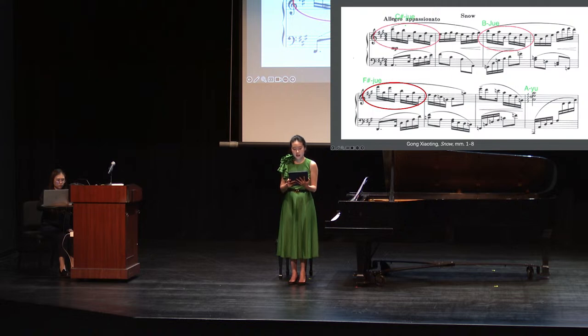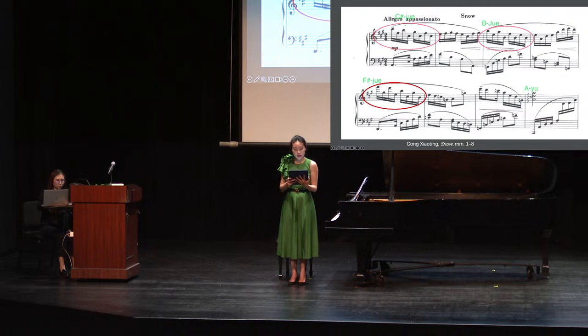In this piece, the phrasing within the theme can be as long as 8 measures, and the thematic motive, about 2 measures long, precedes each sequence. It can be seen from this excerpt that the motive modulates every 2 measures from C sharp Jue to B Jue to F sharp Jue and then ends with A Yu in measure 8.